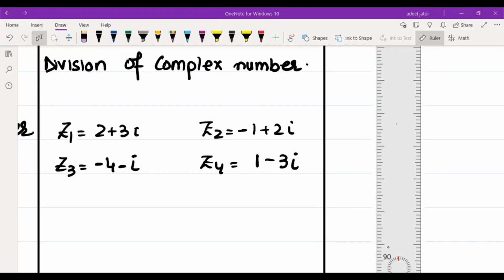Okay, moving forward to division of the complex number, writing down the same roots again. Z1 is 2 plus 3 iota, Z2 is minus 1 plus 2 iota, Z3 is minus 4 minus iota, Z4 is 1 minus 3 iota.